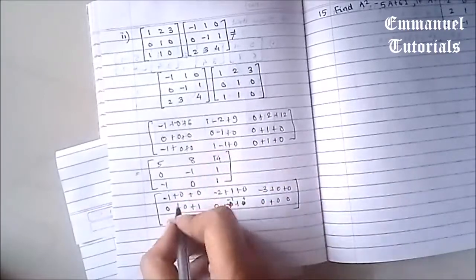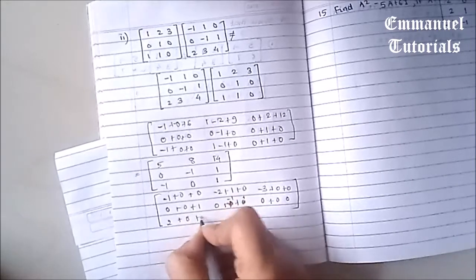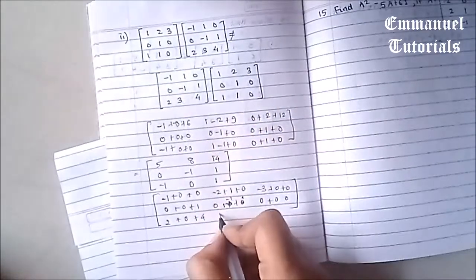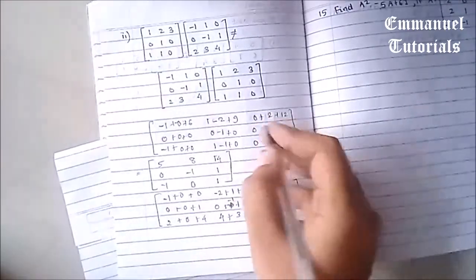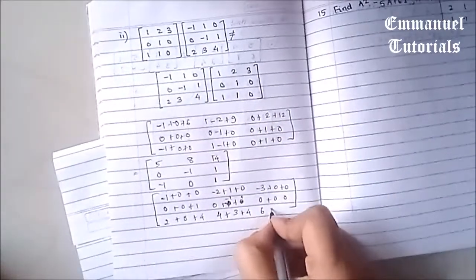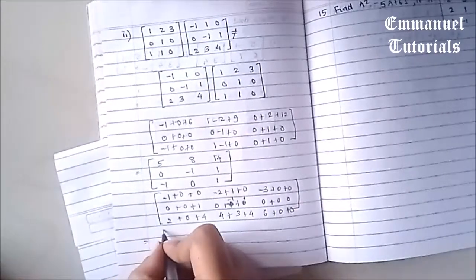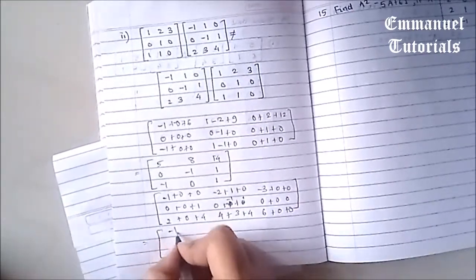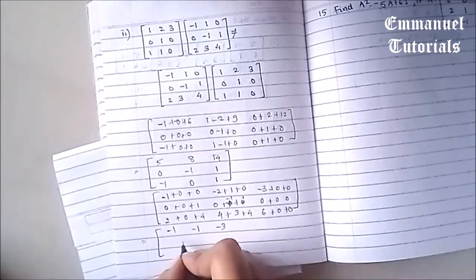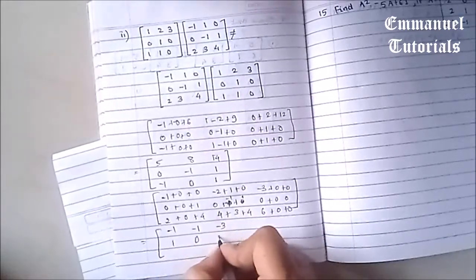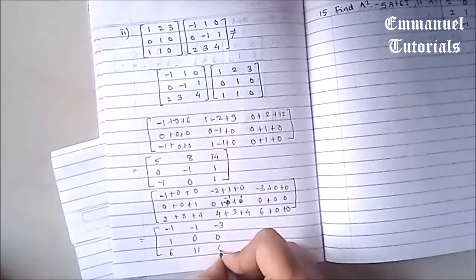Now next, 2 into 1 is 2, plus 3 into 0 is 0, plus 4 into 1 is 4. 2 into 2 is 4, plus 3 into 1 is 3, plus 4 into 1 is 4. 2 into 3 is 6, plus 3 into 0 is 0, plus 4 into 0 is 0. Now the values when added will give us minus 1, minus 2 plus 1 is minus 1, minus 3, 1, 0, 0, 6, 4 plus 4 is 8, 8 plus 3 is 11 and 6.